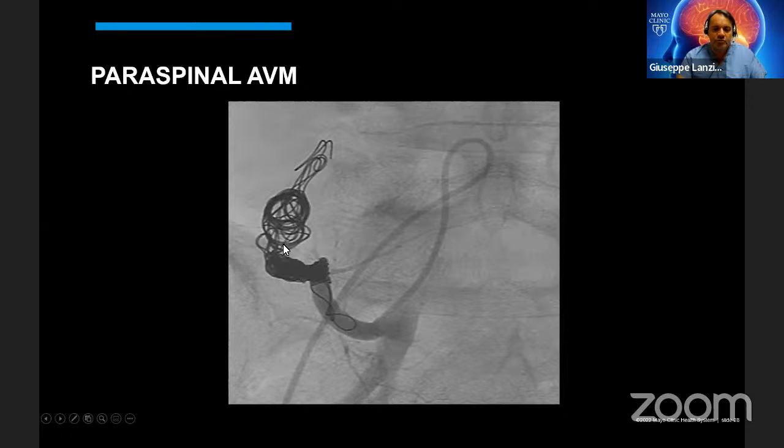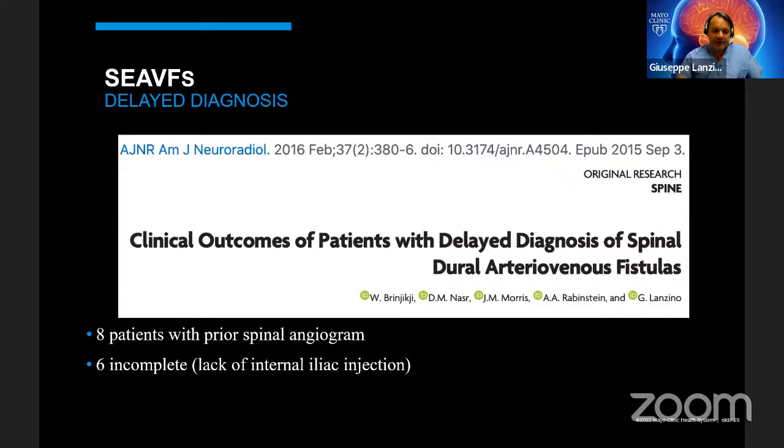This is a patient that was treated the same way we would treat a direct PLAV fistula, with direct occlusion of the AV shunt at the junction between the arterial and the venous system. So again, when you start going into the paraspinal AVMs, AVFs, that's a different situation than the other epidural with the secondary retrograde spinal venous drainage.